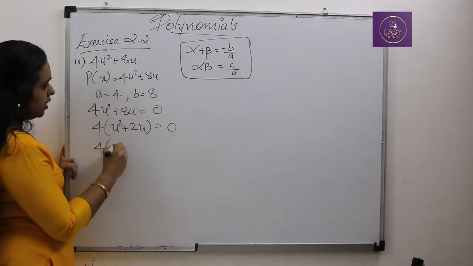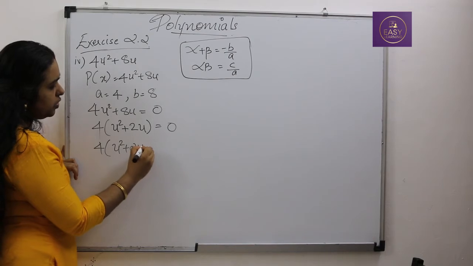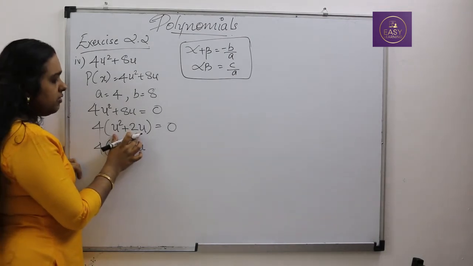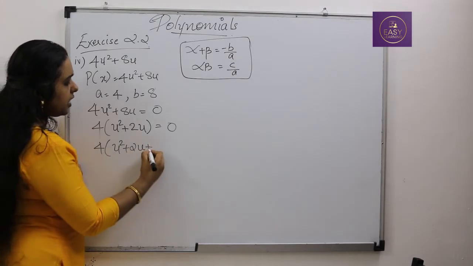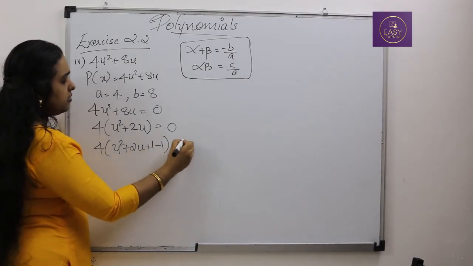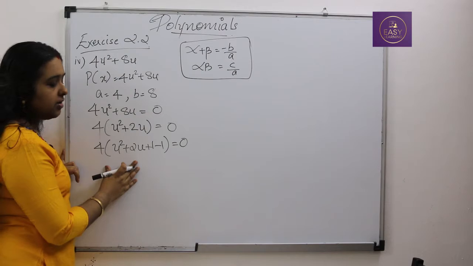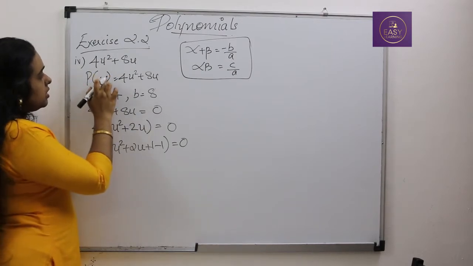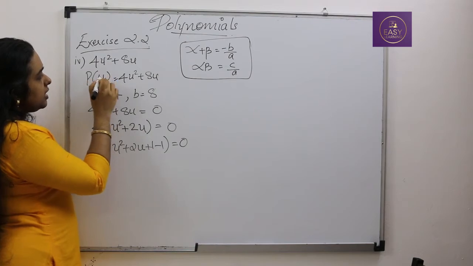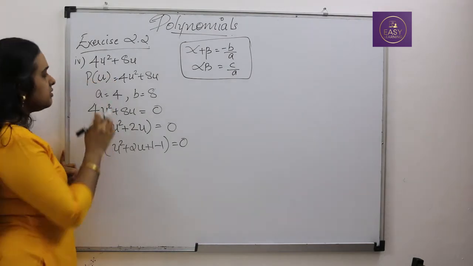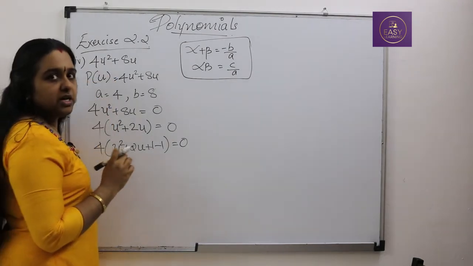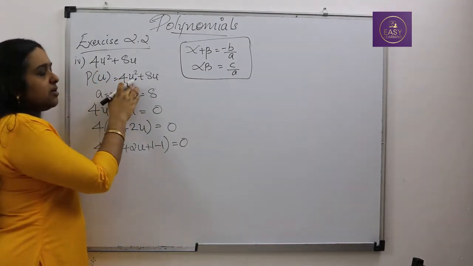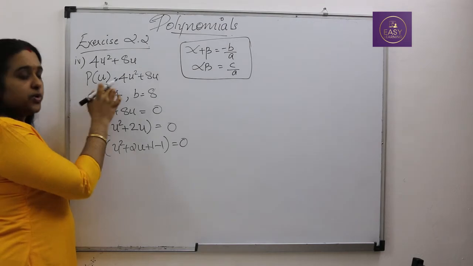Okay, then 4 into u square plus 2u. This is not in the form of a quadratic polynomial. So what I am going to do, I am going to add and subtract 1 from this. Why am I doing like this? Because we know this is p of u. Here the variable is not x, this variable is u, so don't make that mistake. I made that mistake, I simply wrote p of x, but here the variable is u, so we have to write p of u.